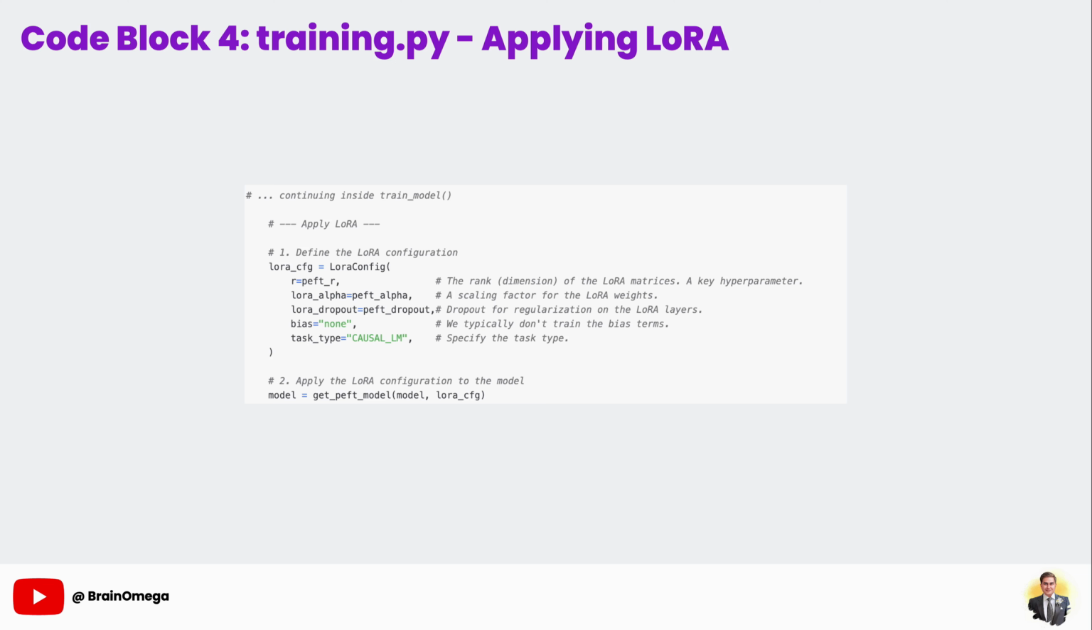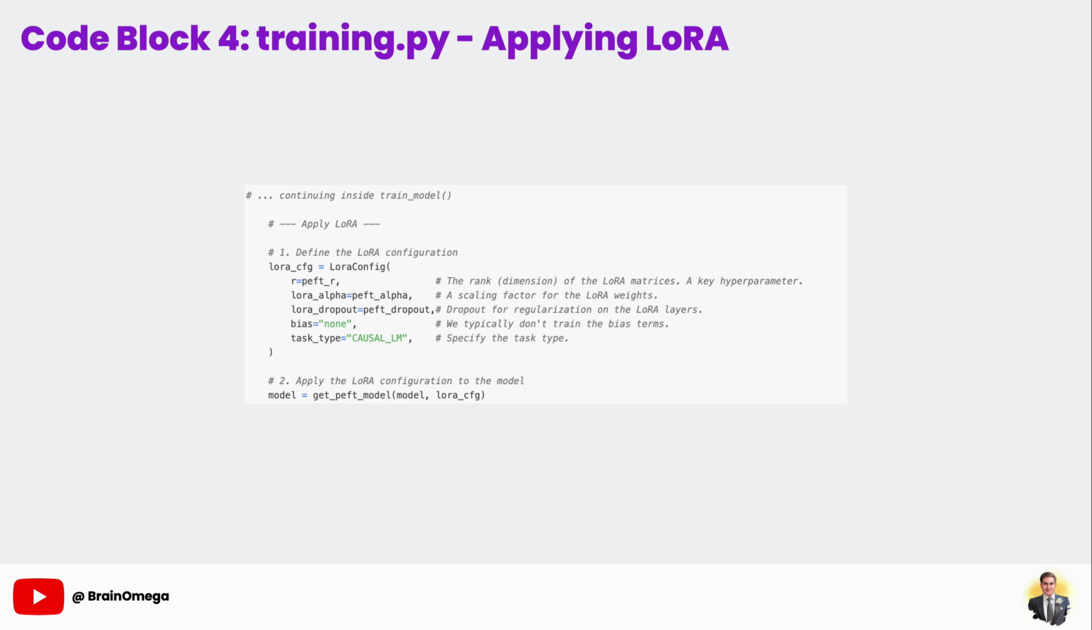r is the rank of the LoRA matrices. This is the most important hyperparameter. A smaller r, like 8 or 16, means smaller adapter matrices and fewer trainable parameters, leading to faster training but potentially less expressive power. A larger r, like 64, gives the model more capacity to learn but increases the memory requirements. lora_alpha is a scaling factor that is often set to be the same as r, and lora_dropout applies dropout regularization specifically to the LoRA layers to help prevent overfitting.